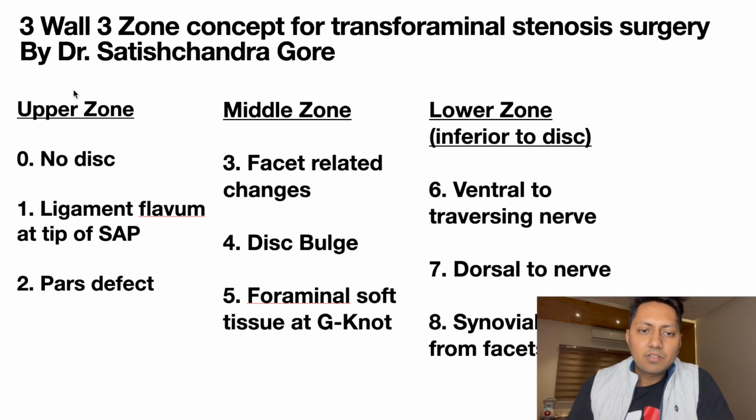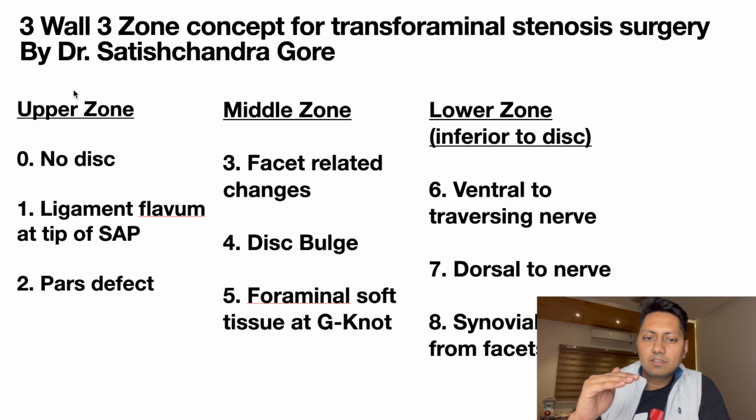So Dr. Gore has divided the spine into 3 zones. Upper zone means the segment of spine that lies above the disc level, that is the exiting root area. The middle zone means the segment of spine which is at the disc level, and the lower zone means the segment that is below the disc level.